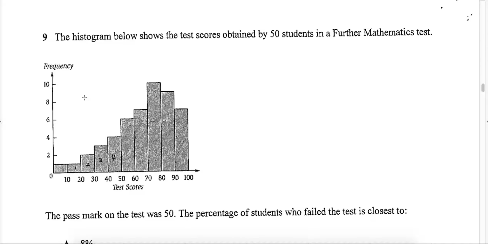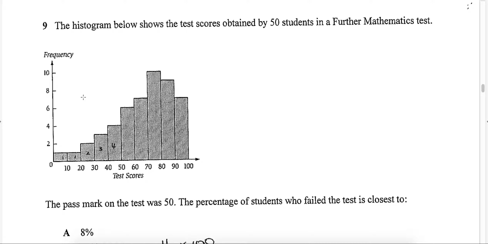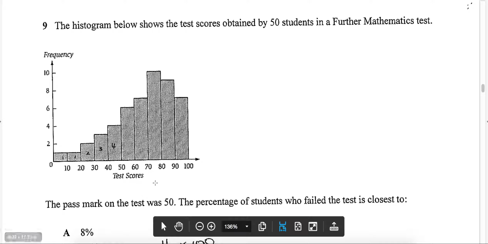Well, this is quite on an angle, I do apologise again. We are again looking at a histogram. We want the percentage who failed the test, and we're told that the pass mark was 50. So here's the test scores, there's 50 there.